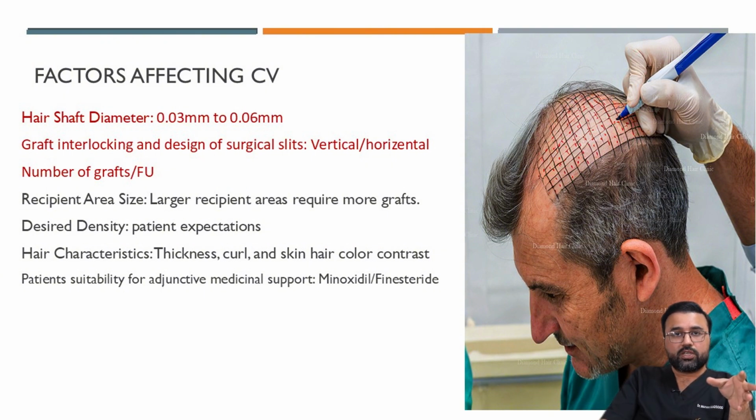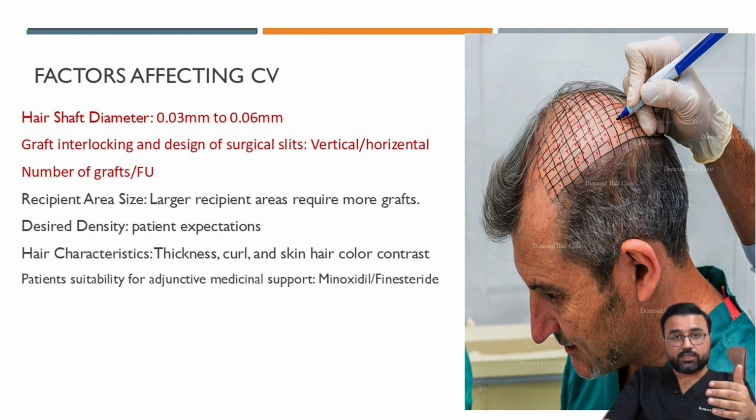But graft interlocking is like, you do not consider one graft, you always consider 3 grafts together. Wherever in your canvas you place a graft, you do not place one graft, you place at least 3 grafts together. So that means graft interlocking and the design of surgical slits have a value that affects the overall coverage value. The number of hairs per follicular unit, whether 1 hair, 2 hairs, or 3 or 4, also affects the coverage value.